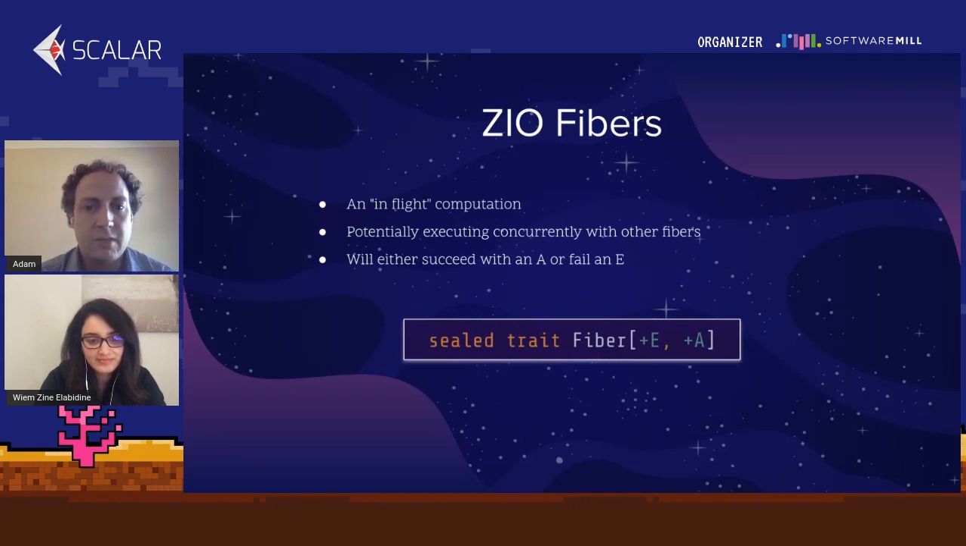On this page, you can see the signature of a fiber in ZIO. A fiber is parameterized on an E type and an A type. So a fiber is a computation that will either succeed eventually with a value of type A, fail with an error of type E, or go on forever if it's not interrupted. And a fiber, what's more, is an in-flight computation. Whereas when we see a ZIO, that's a description of a program, if we see a fiber, it's not a suspended effect or instructions, it's a running computation that's actually happening right now.